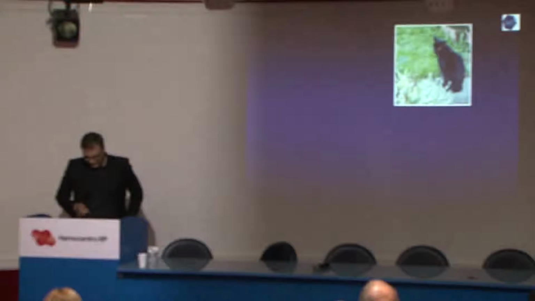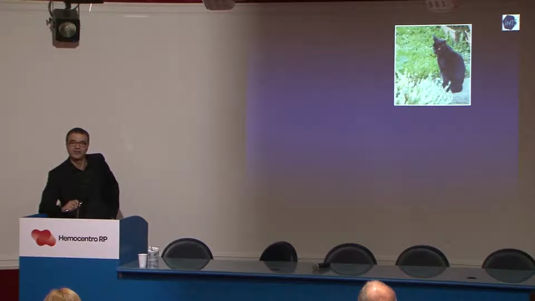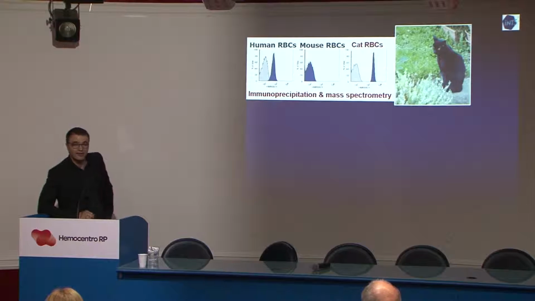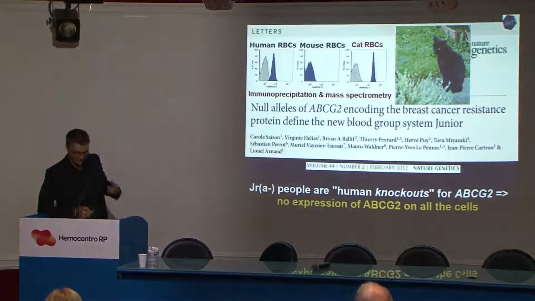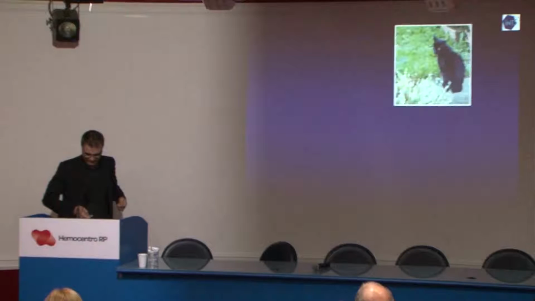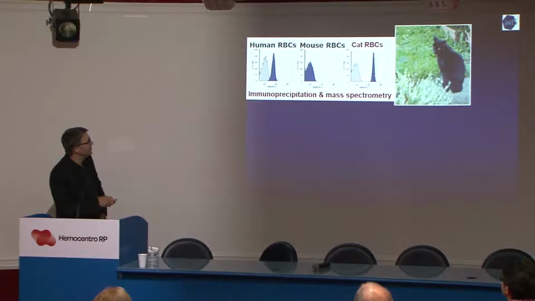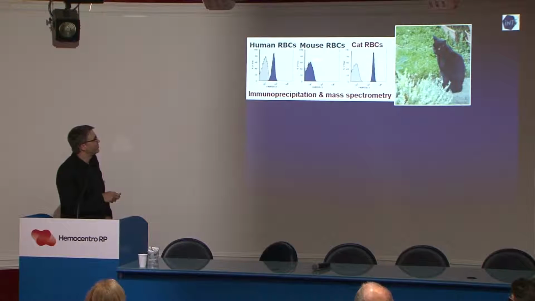Why this cat here? It's because we found the molecular basis of the JRA antigen thanks to the cat. Indeed, the cat red blood cells are very rich in JRA antigen. As you can see here, it's about 10 times more than human red blood cells. And there is no JRA antigen on the mouse red blood cells. Don't worry, this is not the genuine cat. This is my parents' cat.